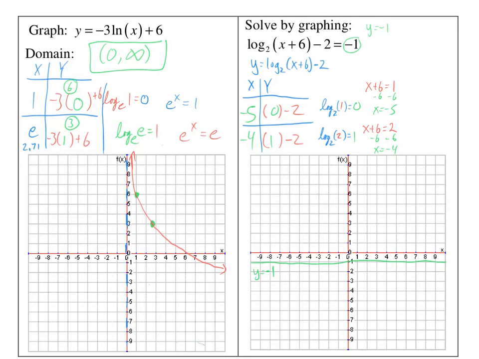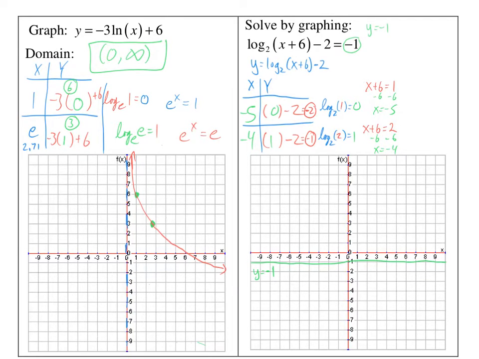Okay. So now, what's 0 minus 2? Isn't that going to be negative 2 here? And what's 1 minus 2? Negative 1. So do we have two coordinates? Yeah, we have negative 5, negative 2, and negative 4, negative 1. We have our two dots. Remember, you had to do some adjustments to find them.